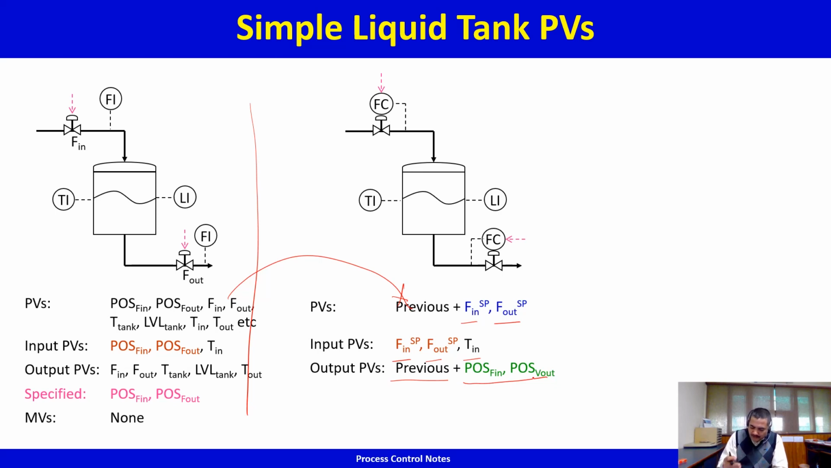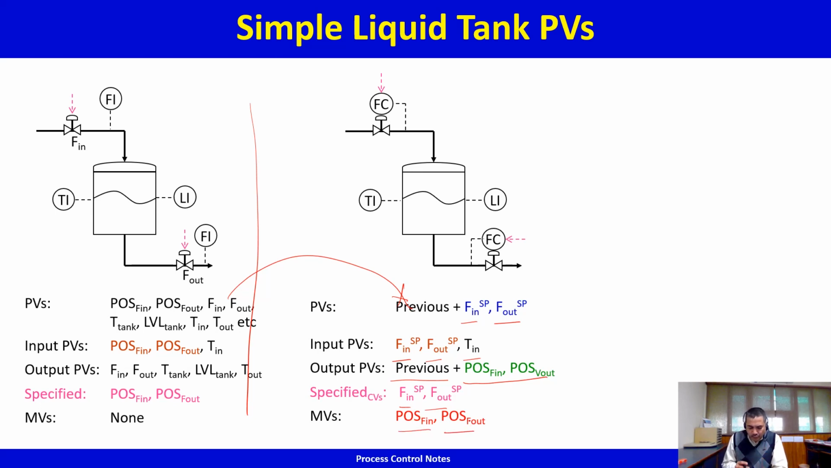See, because of the control that we have implemented, what constitutes an output process variable, what constitutes an input process variable, that set has changed. What is being specified by the operator? The specification by the operator is Fin set point and Fout set point. These are the two things that the operator is specifying, and this specification is being affected by the controller by manipulating the valve positions, inflow and outflow. So the manipulated variables are position of the inflow valve, position of the outflow valve.